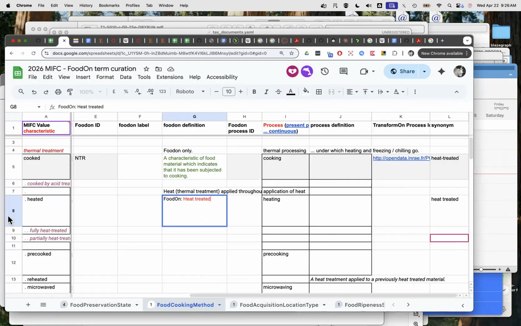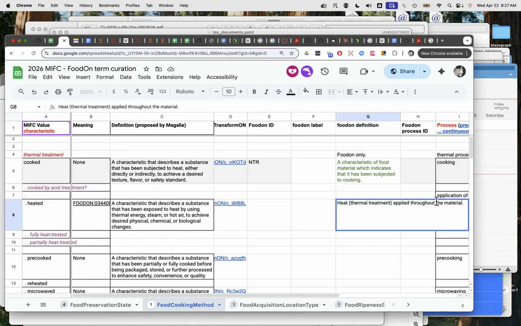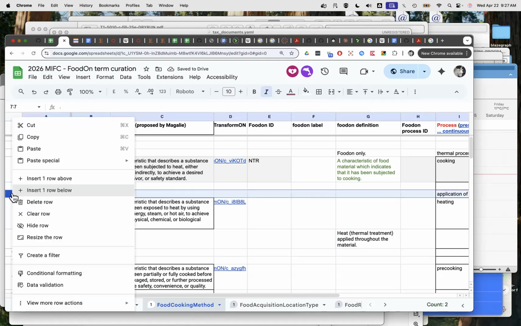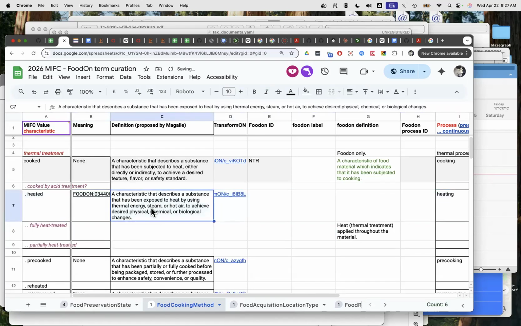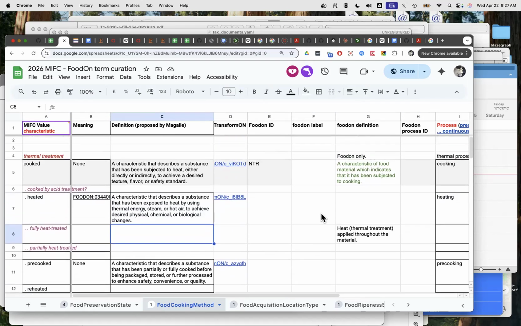Okay, so except it's not throughout. That's actually the definition below, fully heat treated. Okay. Take that out. Good. And children. All right, so I think that provides the rough shape here.